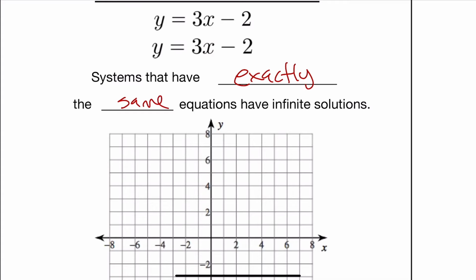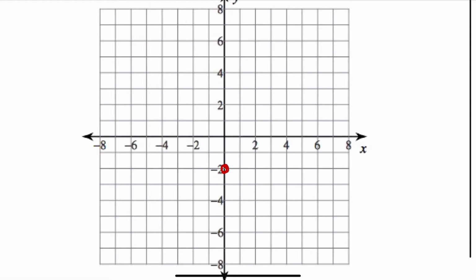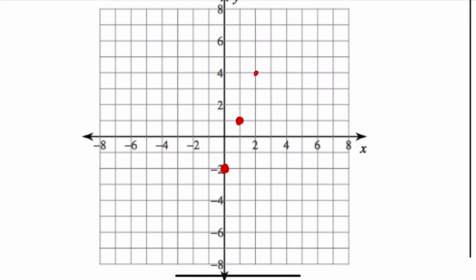So let's graph this. We got 3x minus 2. Okay, so I'm going to start at minus 2. Our slope is going to be 3. So we go up 3 over 1, up 3 over 1, up 3 over 1. And then we're going to go backwards to get the rest of it. There we go. We got a line. Cool, so, looks good.